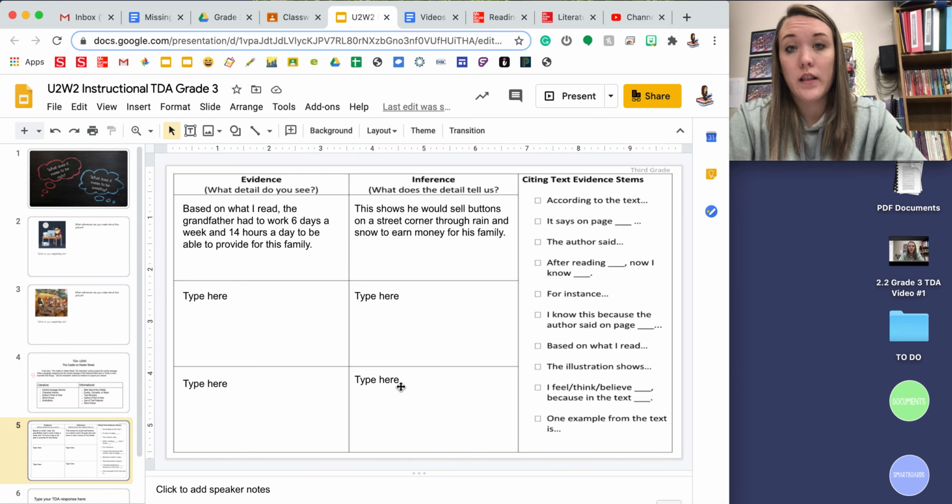Tomorrow we will do that last row and then we will start writing our TDA. Thursday we'll finish up our paragraph essay.